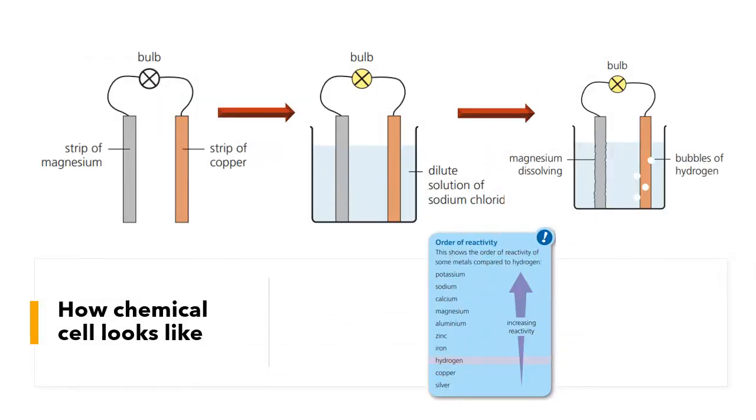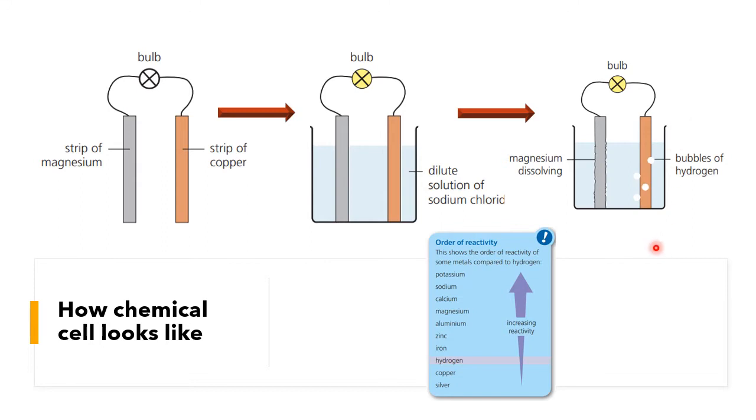This is how a chemical cell looks like. To build a chemical cell, you must connect two different metals. For the example on the slide, we use a strip of magnesium, a strip of copper, and a light bulb like this. After that, we stand the strips in the dilute solution of sodium chloride. The sodium chloride solution acts as an electrolyte. Now you will see something amazing, that the bulb lights up. This means a current is flowing.